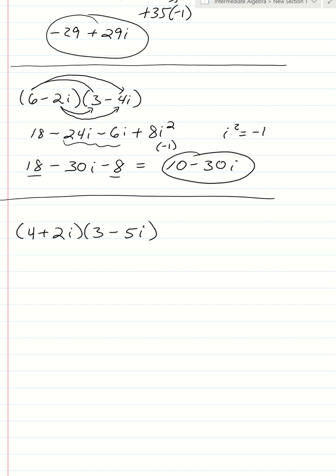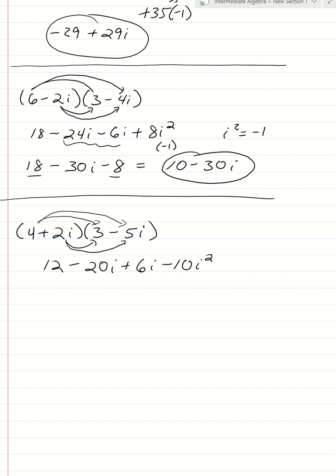So, what you want to do is multiply, FOIL it out. 4 times the 3 would give us a 12. 4 times the -5i is a minus 20i. 2i times the 3 would give us a plus 6i. And 2i times the -5i would be a minus 10i squared.